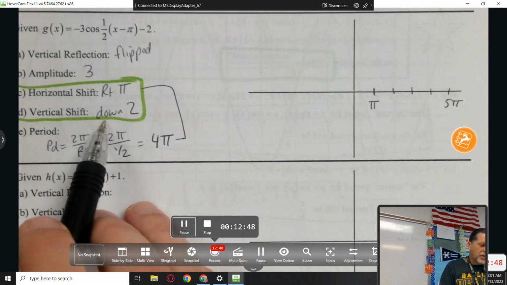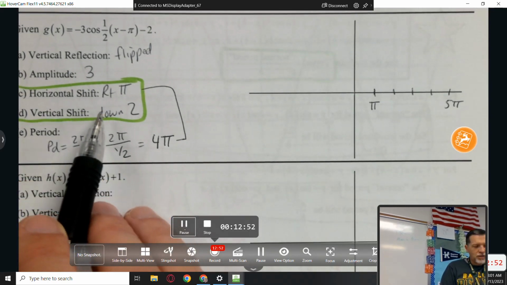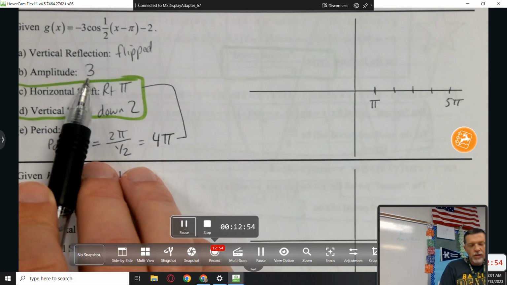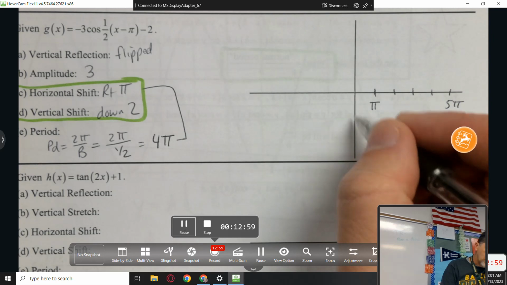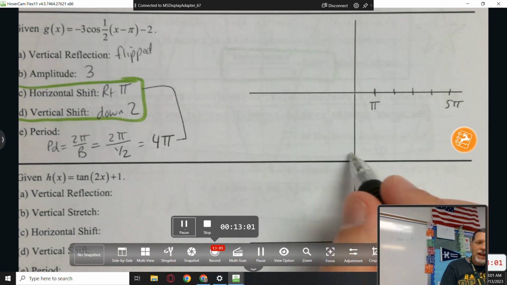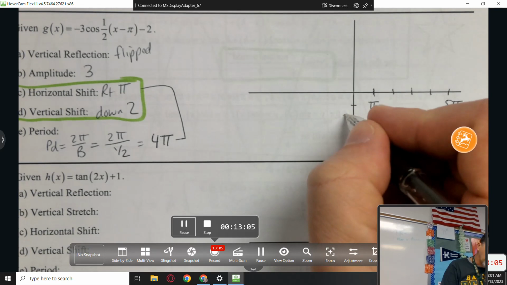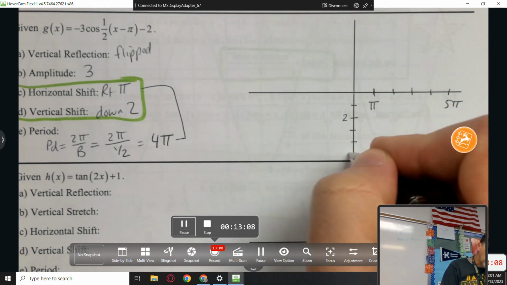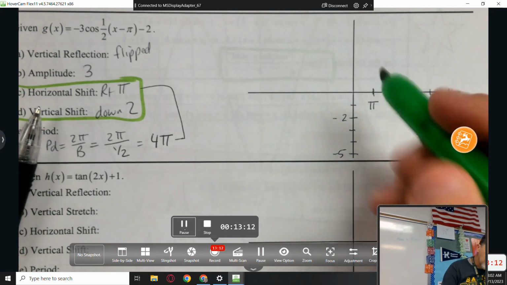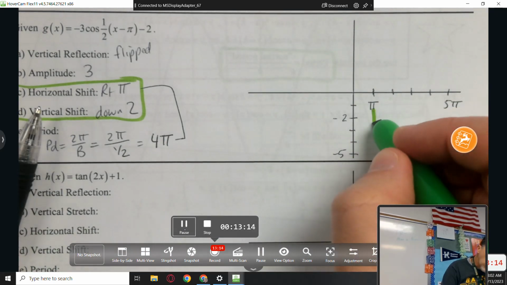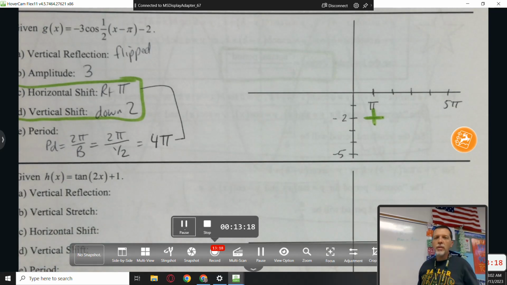I want to go down 2, but I need to be careful because my amplitude is 3. That means if I go down 2, I've got to be able to go down 3 more to get to the minimum. I don't want 2 to be down here because then I'm way off the page. So about right there looks good, because then I can go down 3 more and be at negative 5. And so write pi, down 2, there's my new origin.